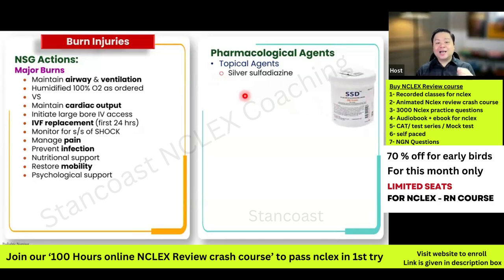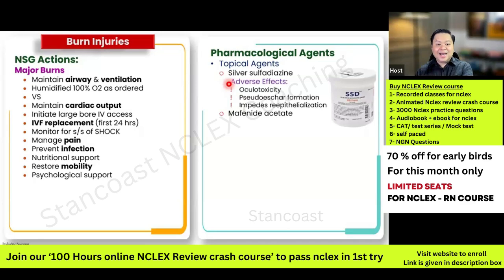And so when you are applying this medication to the site, make sure that you are wearing sterile gloves when you're applying the ointment, and make sure that you are applying a fine mesh gauze. However, please take note here that the silver sulfadiazine has adverse effects such as oculotoxicity. And so make sure that you are careful in applying this, not to be applied near the eyes, because it can cause visual problems.